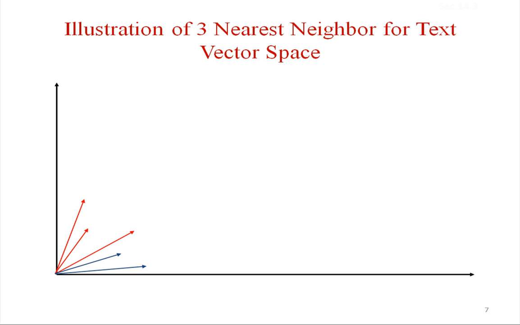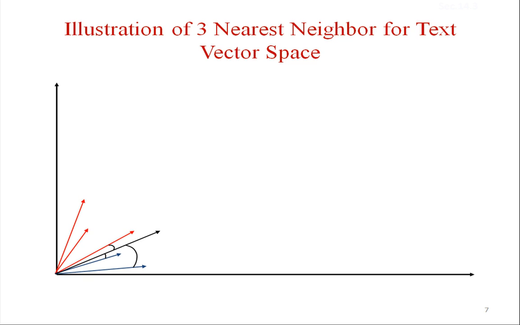A simple illustration of a 3 nearest neighbor classifier with text vector space. Here, red arrows represent the vector space of red documents, blue arrows represent the vector space of blue documents. Now the black arrow represents the vector space for the document to be labeled. To identify the nearest neighbors, we just calculate the cosine similarity of the black document with the nearest ones.